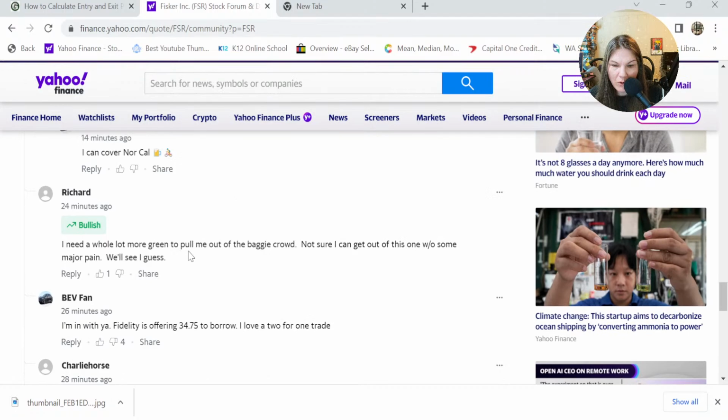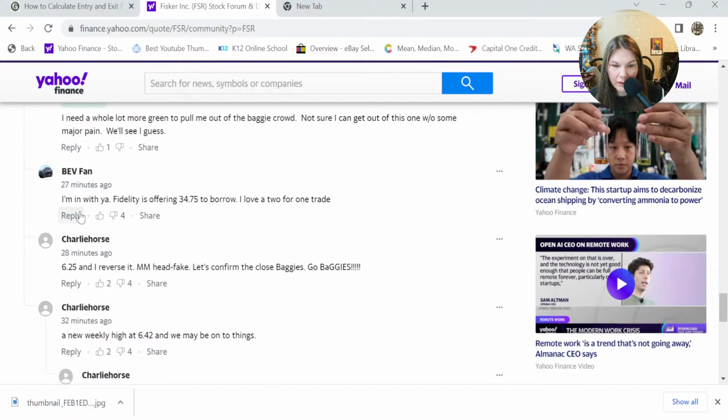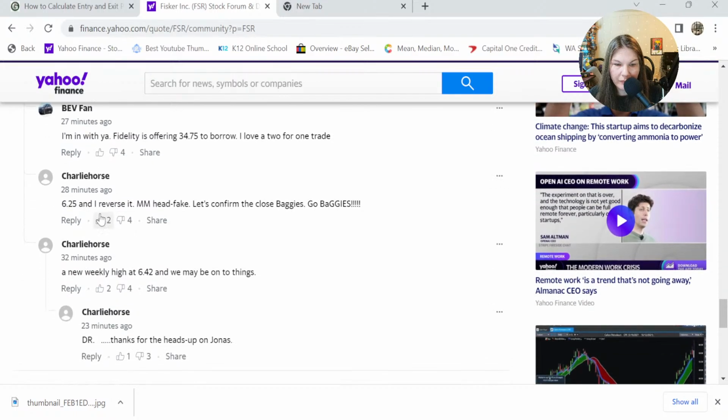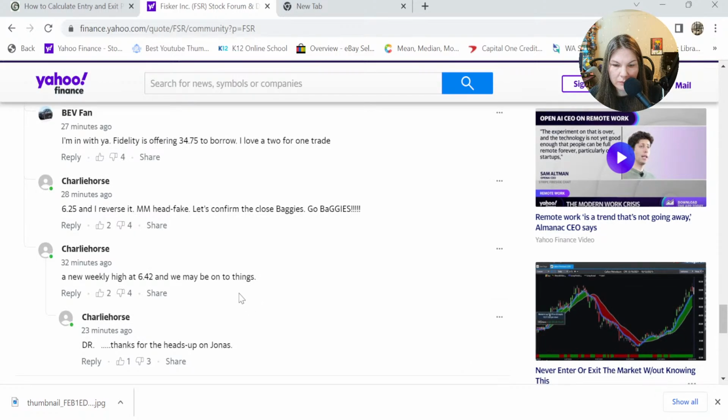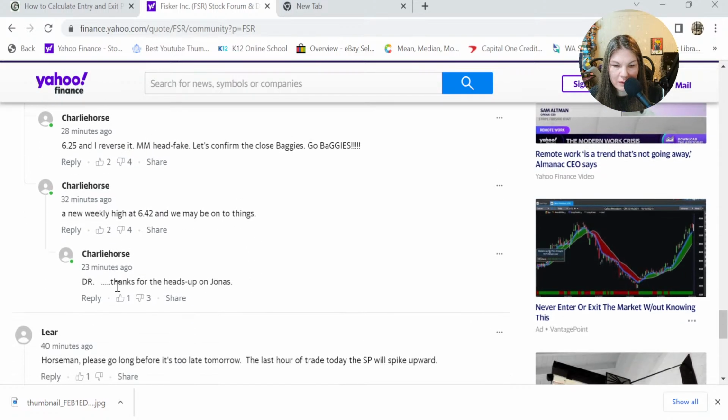"I need a whole lot more green to pull me out of the baggy crowd. Not sure I get out of this one without some major pain." "Well, see, I guess. I'm in with you." "Fidelity's offering $34.75 to borrow." "I love a 2-for-1 trade." "6.25 and I reverse it." "Head fake. Let's confirm the close, baggies." "Go, baggies. A new weekly high, 6.42." "Maybe on to things. Doctor, thanks for the heads up on Jonas."